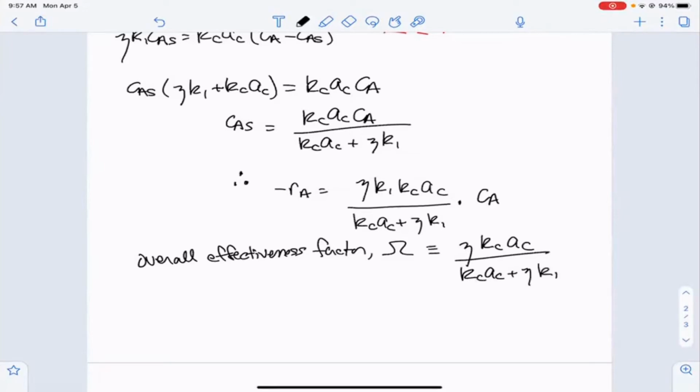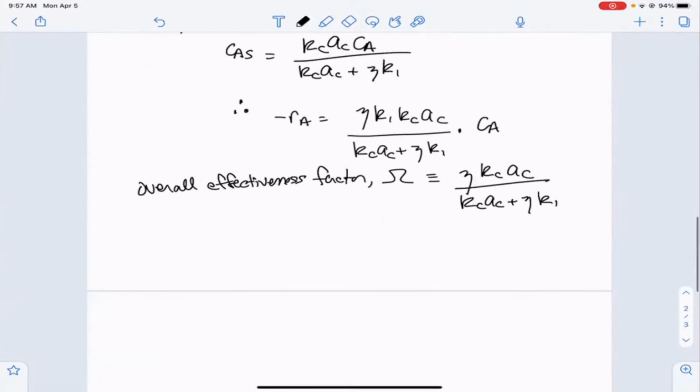Now, sometimes it's written a little bit differently than this. Sometimes what you'll see is that both the numerator and the denominator are divided by KcAc. And when that's the case, that's just the effectiveness factor over 1 plus the effectiveness factor times K1 over Kc times Ac. And it's written that way because they want to give an overall impression of this ratio.